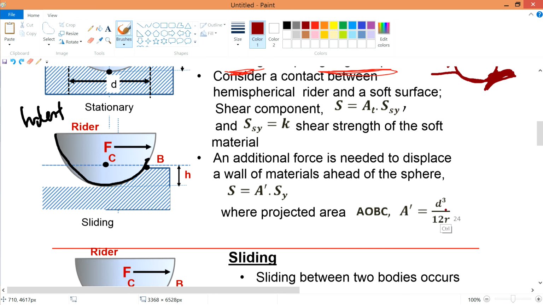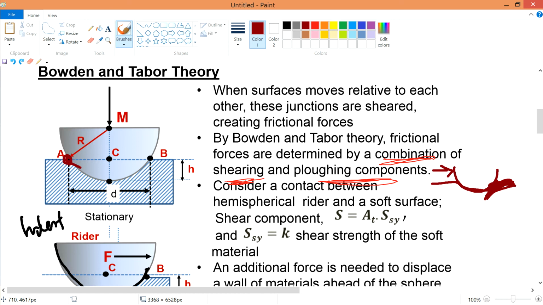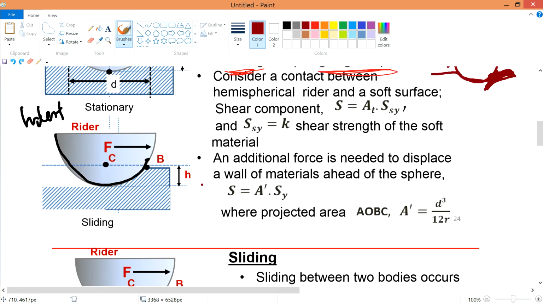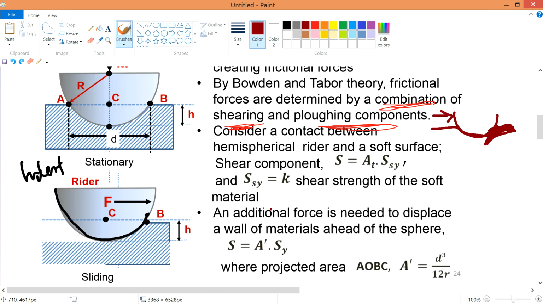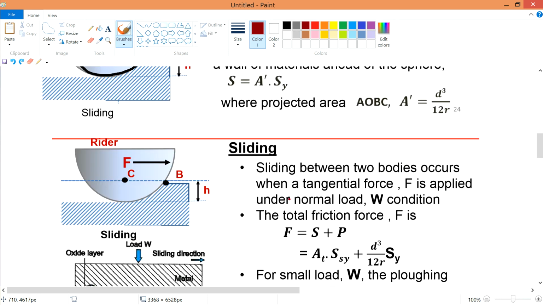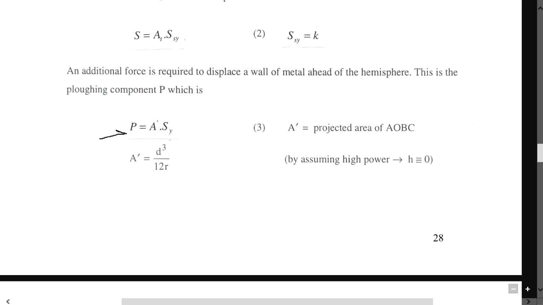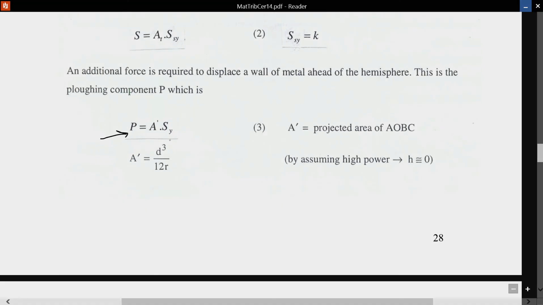So A prime is equal to D cubed over 12R, some projected area, AOBC. I believe the AOBC is coming from this amount of area. I don't know how it's going to be calculated, but just memorize it. You just need to know this. In case in the future you want, you can elaborate further. Alright, let's continue. And in fact, coming to think about it, I think this thing is actually called P. Yes, it's called P. So there is a careless mistake in the slide also.